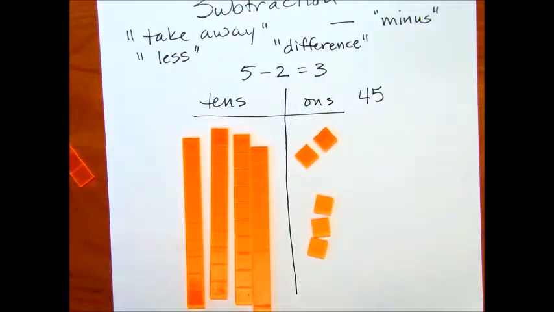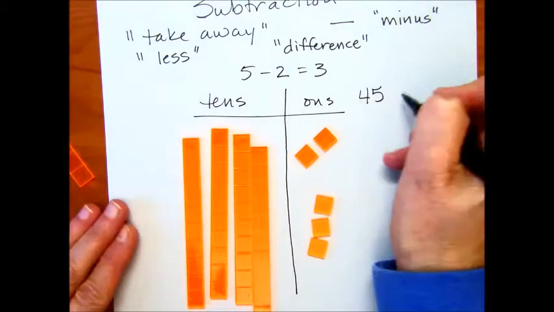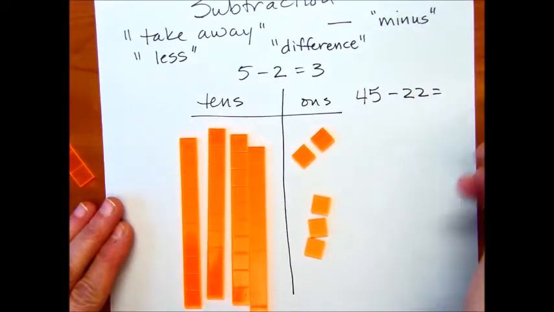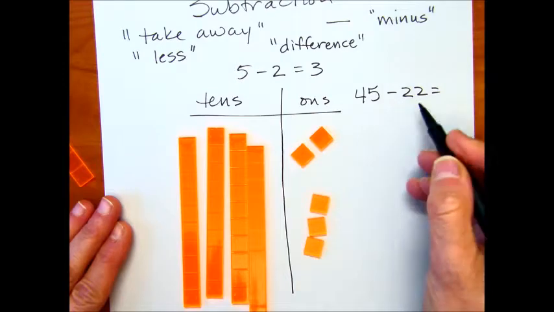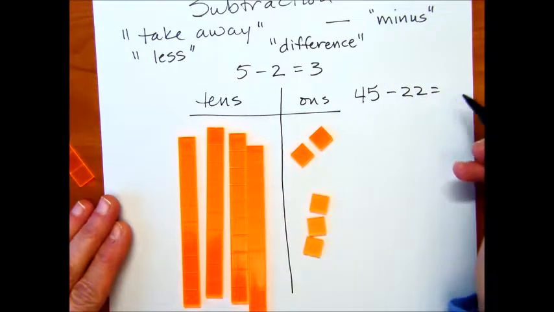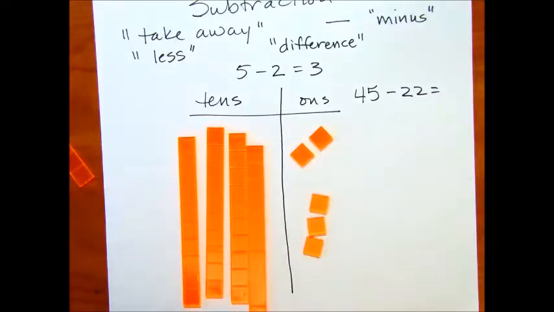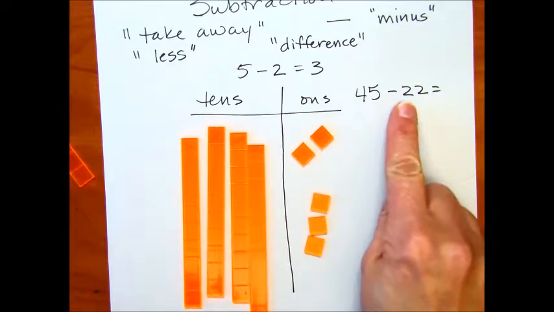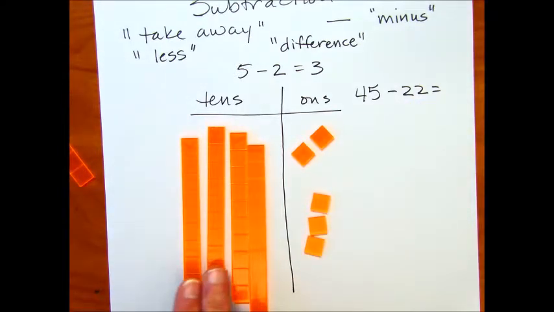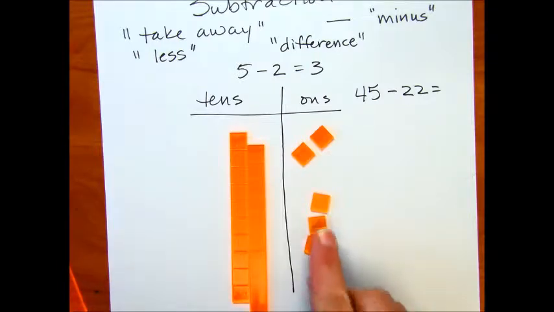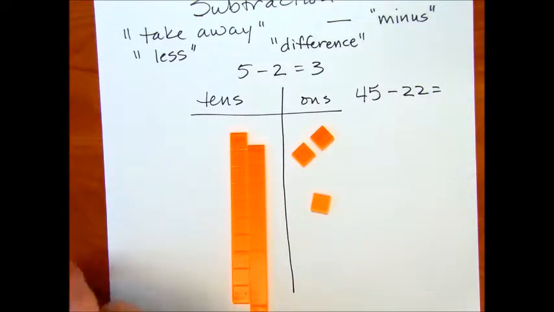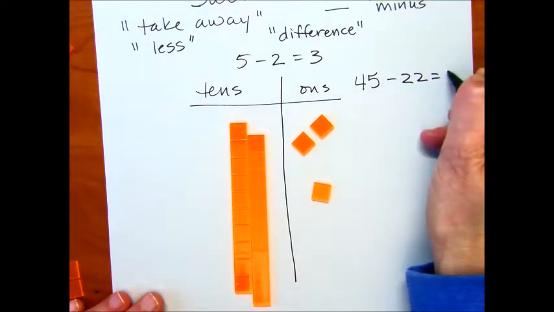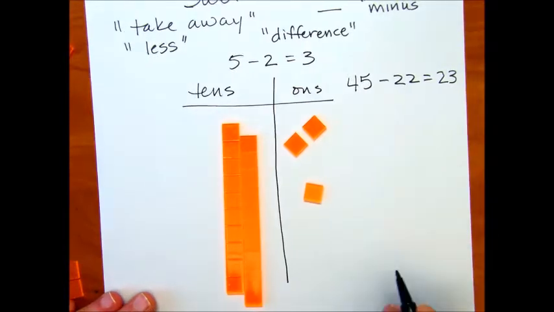Okay, now if I want to take away, say, 22 pieces, I'm trying to figure out what's the difference. If I take away 22, what's left? That's going to be our difference or our answer. Now we could take away by moving away 2 tens and then 2 ones. So I'm taking away 2 tens and I'm taking away 2 ones. And what's left is going to be our answer, which is going to be 2 tens and 3 ones, or 23.